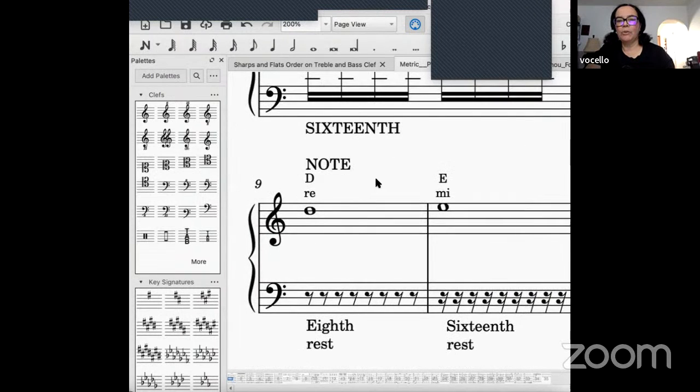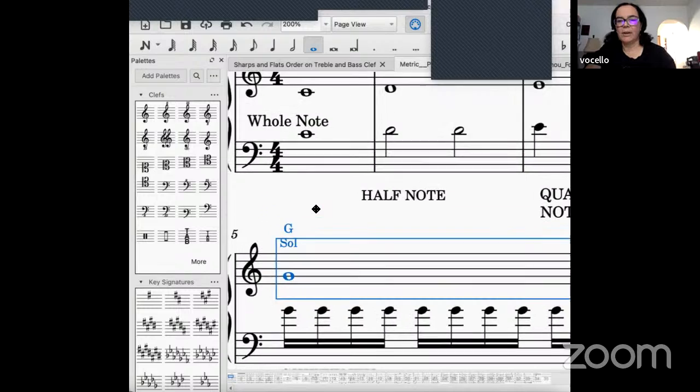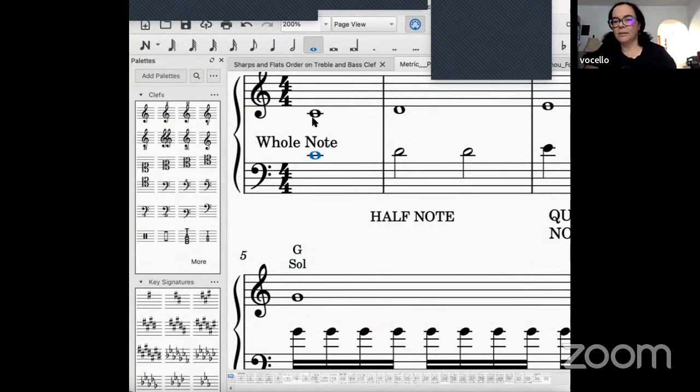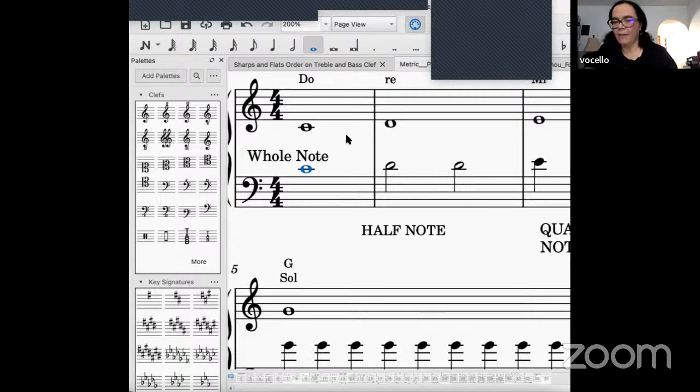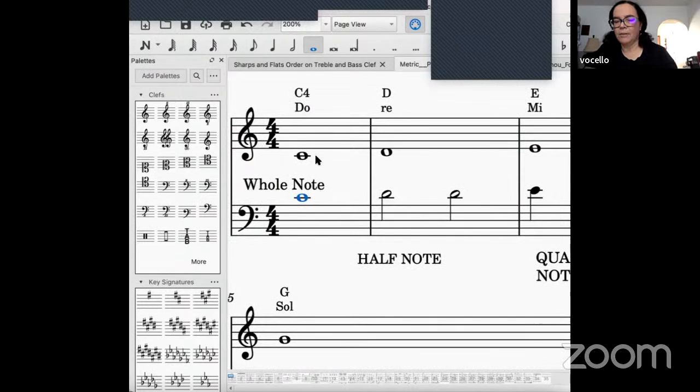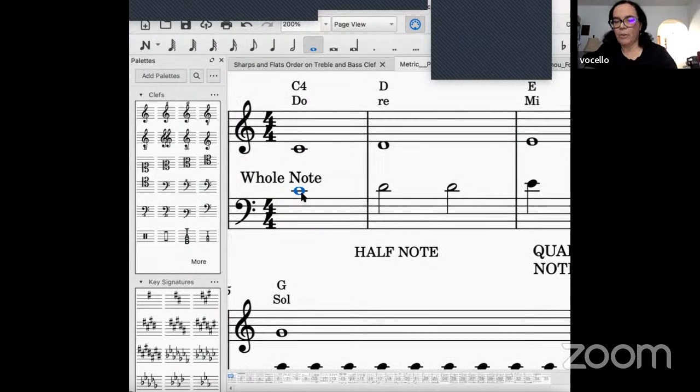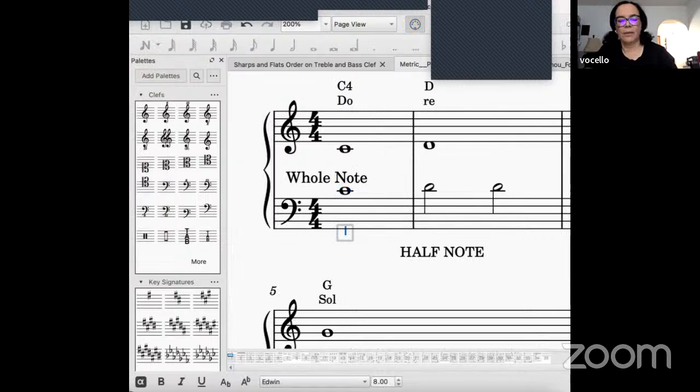Now let's talk about the pitch notes on the bass clef. What is the referential from the bass clef to the treble clef? It's our middle C. That's C4. C4 on the bass clef is written on the first ledger line above the music staff. C or Do? That is your C4. In this case here, D. D4 or Re.